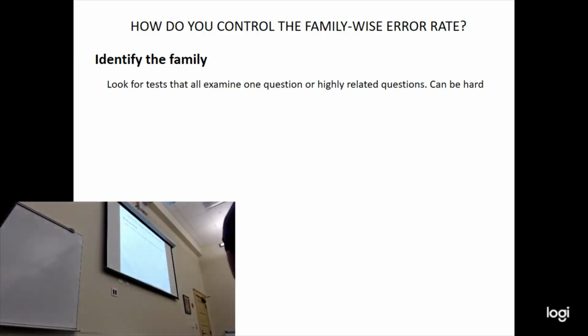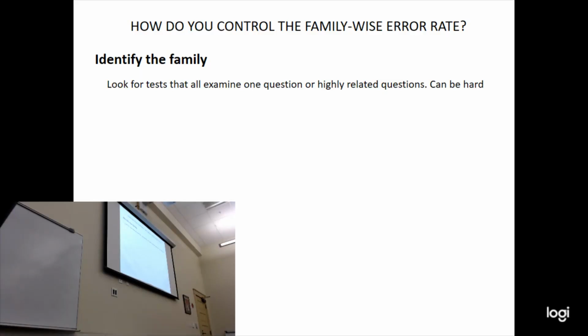One principle that you can think about is you're looking for tests that examine interrelated questions. And it's hard to be more specific than that, but basically if you are unwilling or unable to commit specifically to what pattern of results you would expect, chances are there are multiple patterns that would support your hypothesis, and you should be thinking about what those patterns are.